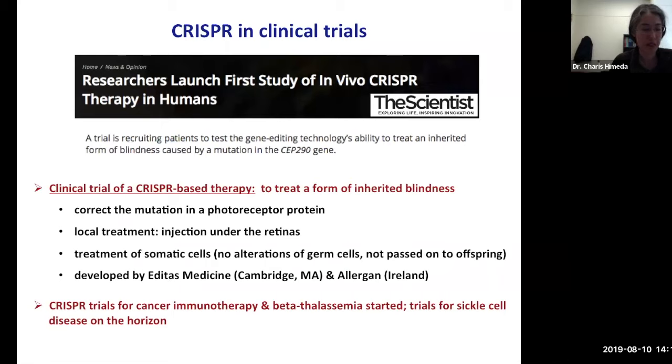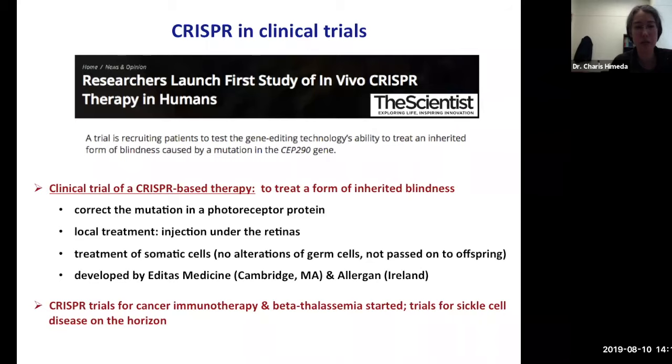And I just want to end with a word about the state of CRISPR in clinical trials, which have moved slowly in the US and in Europe due to very legitimate concerns about safety. But there's now a trial for a CRISPR-based therapy to treat a form of inherited blindness. This would correct the mutation in a photoreceptor protein, and it would be a local treatment, so patients will be injected under the retinas. And importantly, with this treatment and all the others, these are treatments of somatic cells, which means we are not altering sperm or eggs in any way. No alterations of germ cells. These are changes that will not be passed on to offspring.